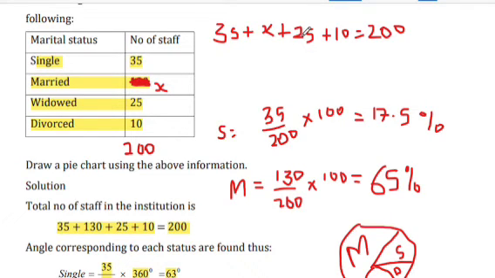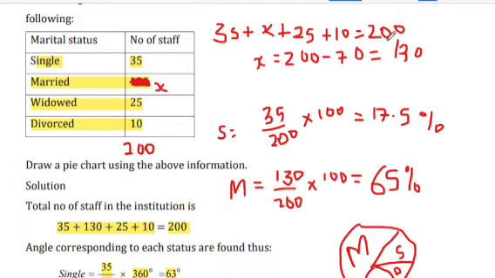you are going to have 35 plus 25, that is 60, plus 10, that's 70. So X is going to be equal to 200 minus 70, which is equal to 130. Now they may ask you to find the percentage or the angle. So to find the angle, what will you now do?